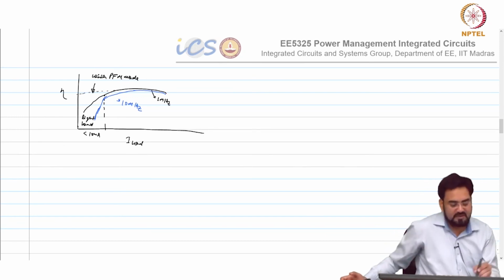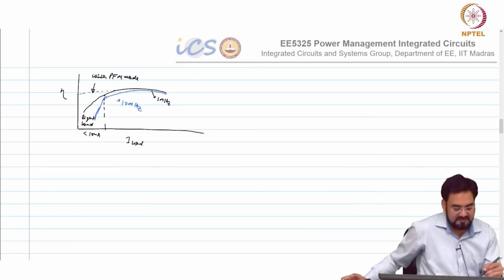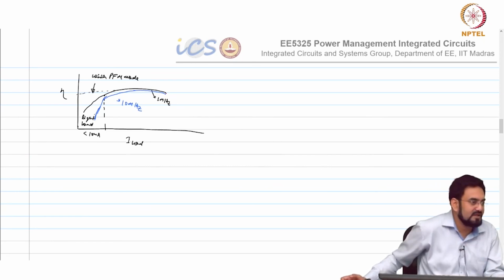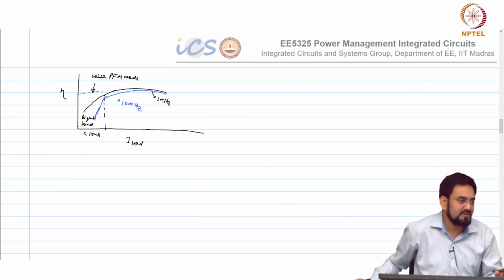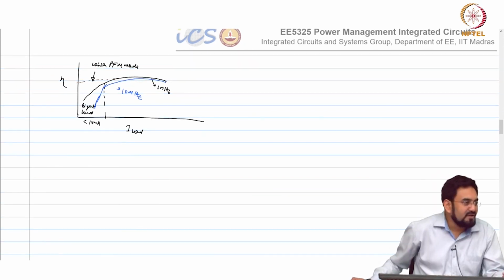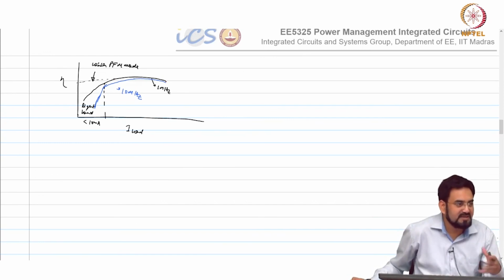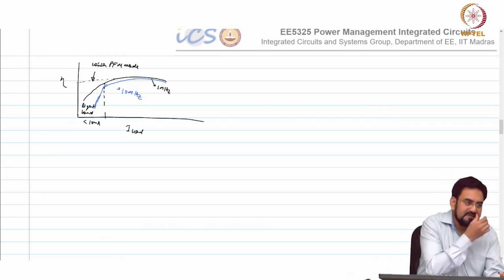Once you have a PFM mode, you will maintain very high efficiency even at light load because you will start reducing the switching frequency. But if you do not have a PFM mode, then you will get very bad efficiency at light load. So for 0.18 micron and 1 amp current, looks like 10 megahertz is not a big problem. You can easily operate and achieve high efficiency.